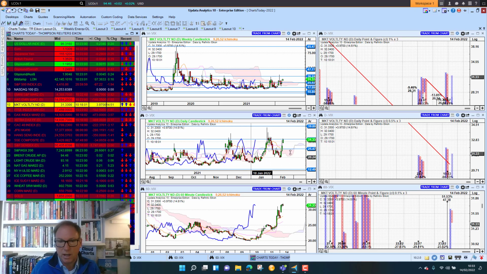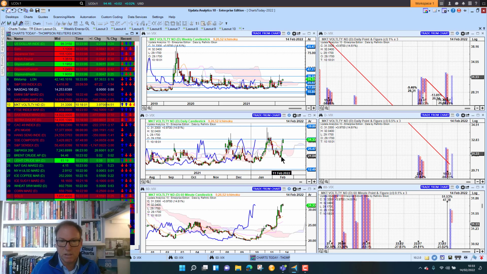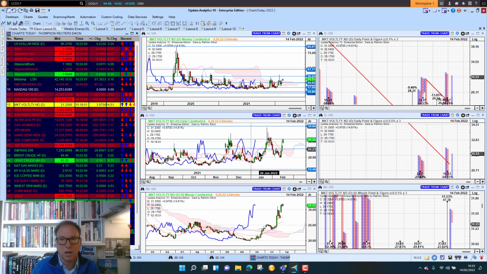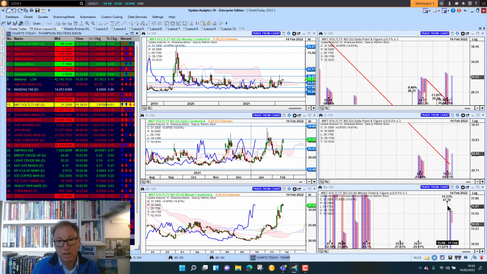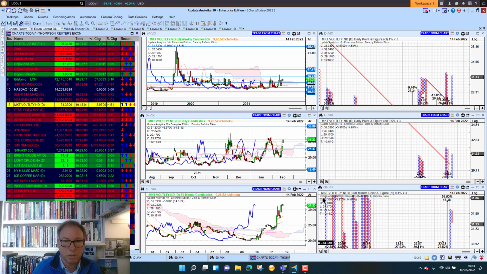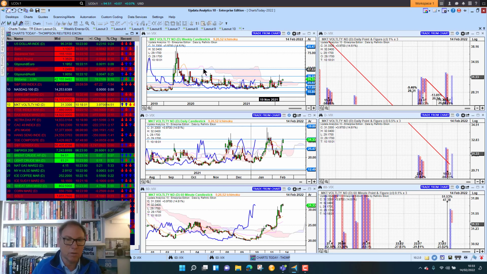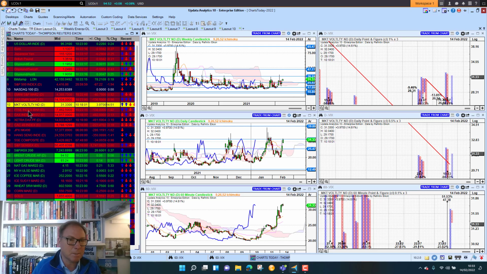You can still do the charts on the VIX just the same way, so we're seeing this higher low, potentially a higher high. We have got a target to 47 for the VIX, which would be a very high level not seen since the pandemic.